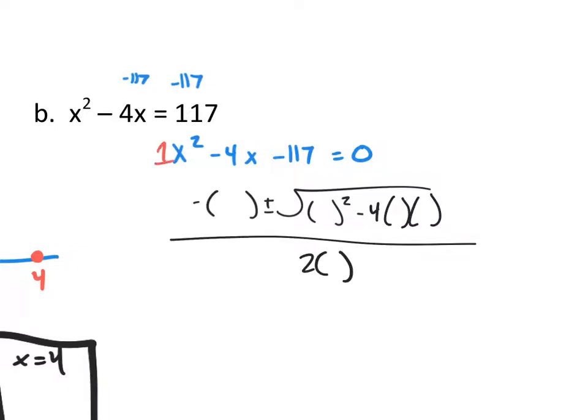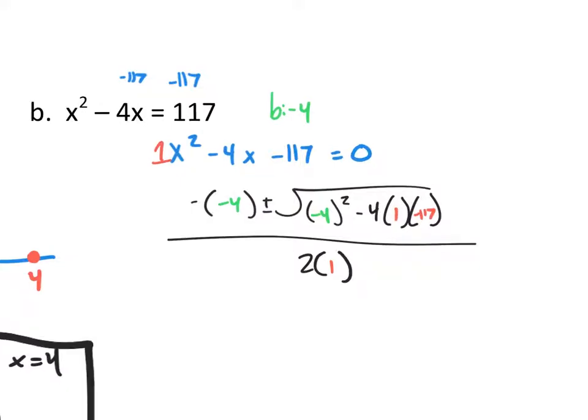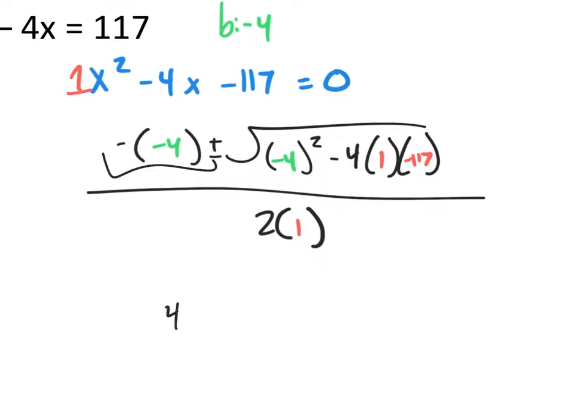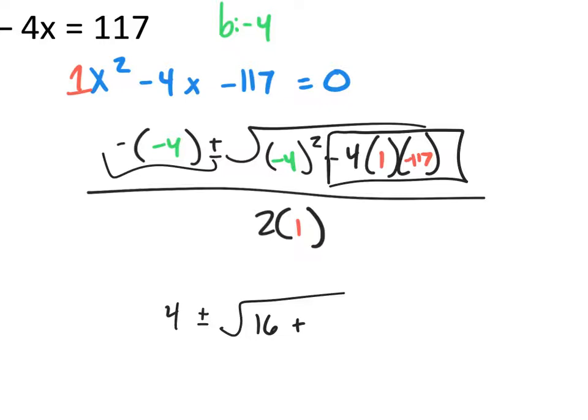where our a is the invisible 1 again, our b is a negative 4, and our c value is the negative 117. All right, so going one step at a time, we'll get a positive 4 plus or minus the square root of 16, and then we need to do negative 4 times 1 times negative 117. So the two negatives are going to cancel out and turn positive, because negative times negative is a positive, and multiplying by the 1 doesn't change anything.